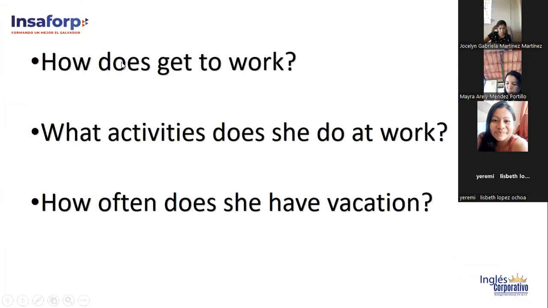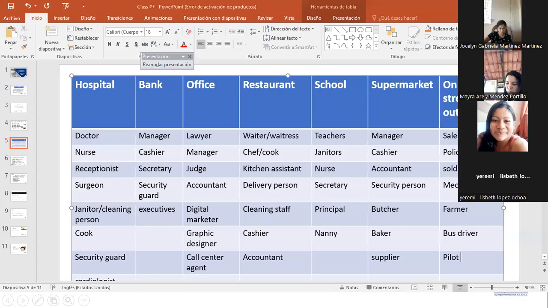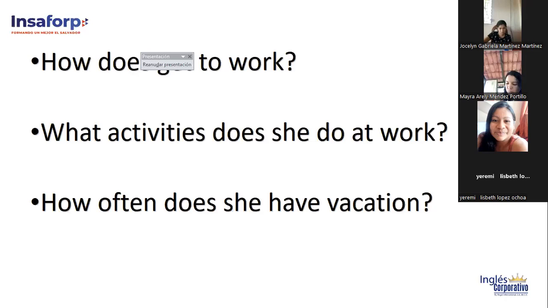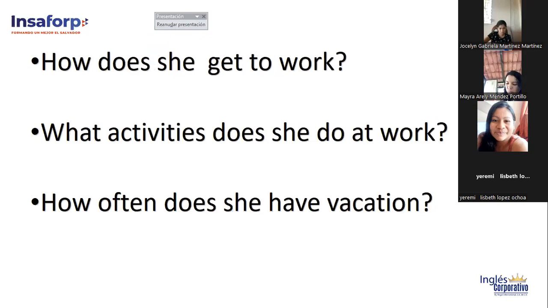Okay. How does, what is missing here? Según la estructura, ¿qué hace falta? ¿Qué haría falta ahí en esa pregunta? Según la estructura que hemos aprendido. WH. No, subject. The subject. Sería, how does she get to work? How does she get to work? ¿Cómo llega ella a su trabajo?